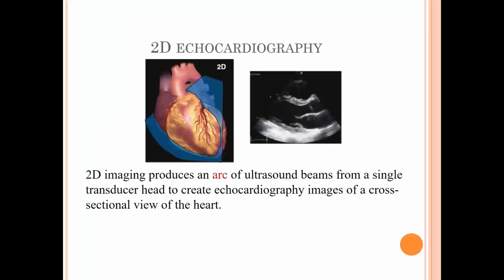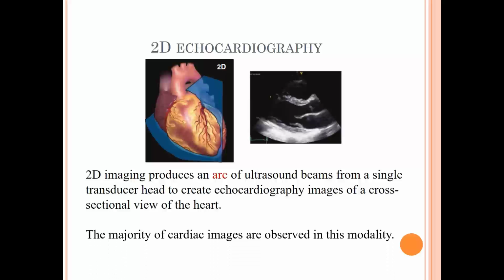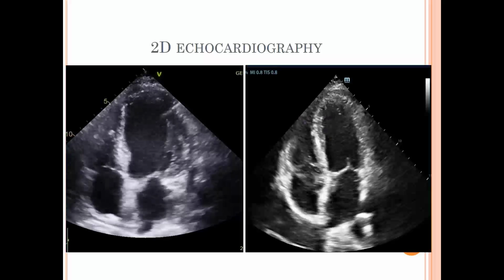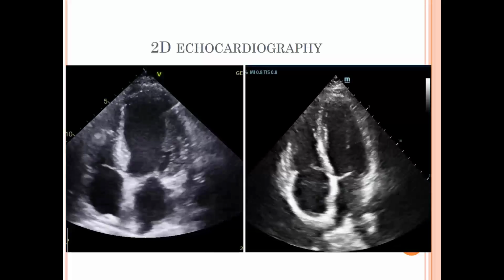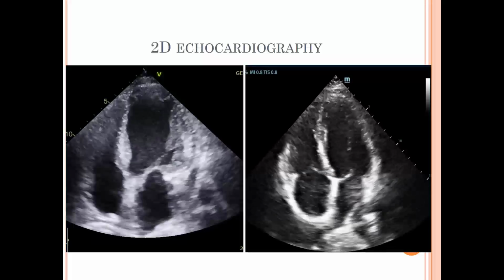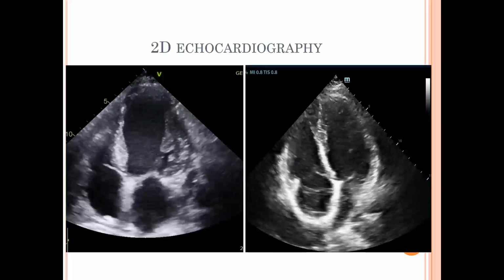Two-dimensional echocardiography, or the 2D image, produces an arc of ultrasound beams, not a single one like the M mode, from the single transducer head to create images of cross-sectional views of the heart, and we're going to say about the views later on. We have to know that the majority of cardiac images are observed in this modality. This is the basic unit of all other modalities coming, the 2D. This is what we say, the two-dimensional echocardiography. We see the heart moving, we see muscle, we see valves, we see chambers, and so on.